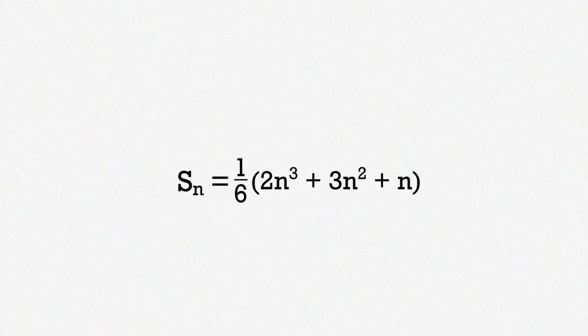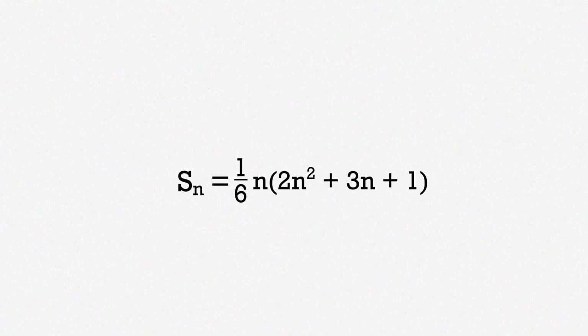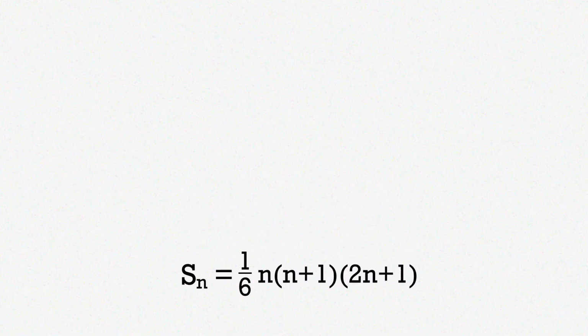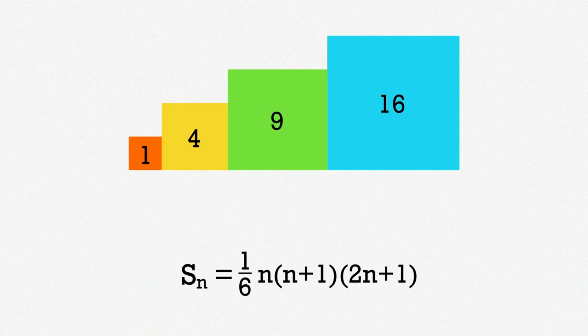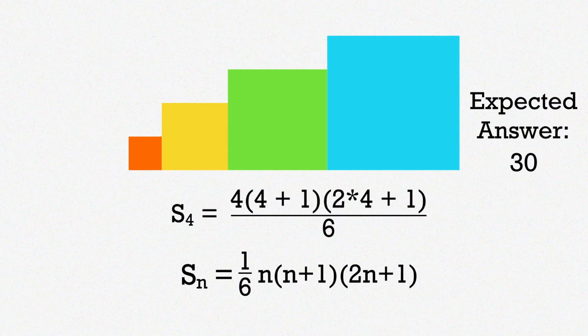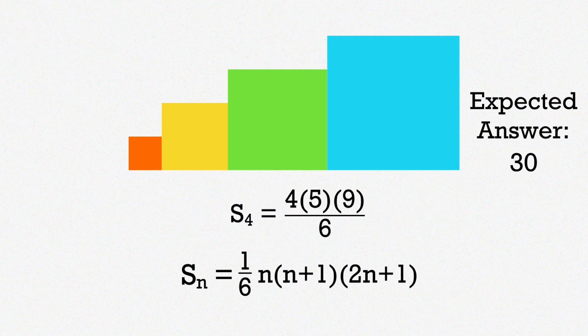From there, all we have to do is factor the polynomial, and if you play around a bit, you'll find that it can factor into n times n plus 1 times 2n plus 1, leaving us with this result. Let's test this out on our earlier example, which we computed by hand to be 30. S sub 4 equals 4 times 5 times 9 all over 6, which reduces to exactly what we expected, 30.